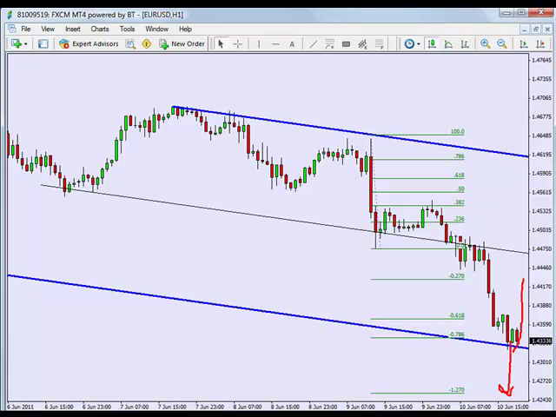We would look for the market to pull back here and trade up to the 144.75s, then overall to the 146.20 areas here, and overall working this channel that we can see on the Euro USD.